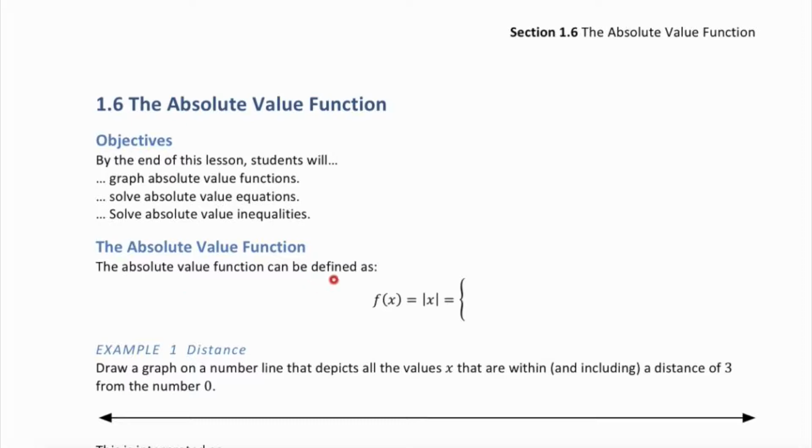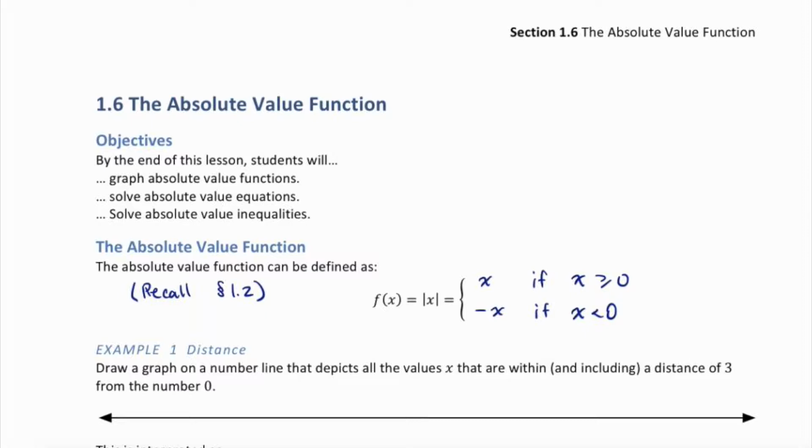The absolute value function can be defined in a piecewise manner. If you recall, we did this in section 1.2. And the definition is as follows. We have f of x equals the absolute value of x equals x if our value of x is greater than or equal to 0, or negative x if x is less than 0.